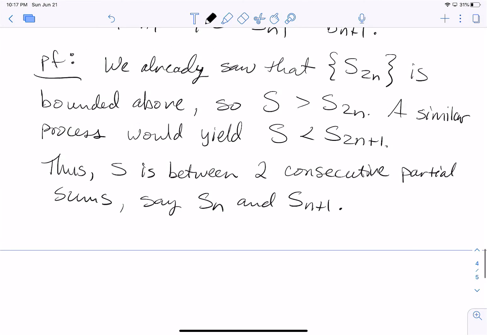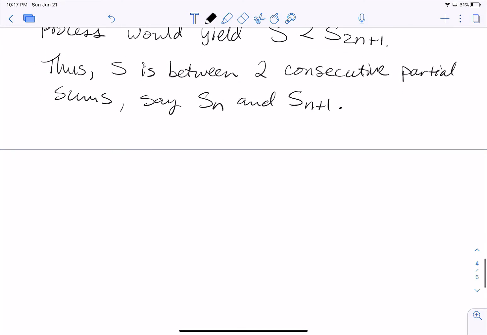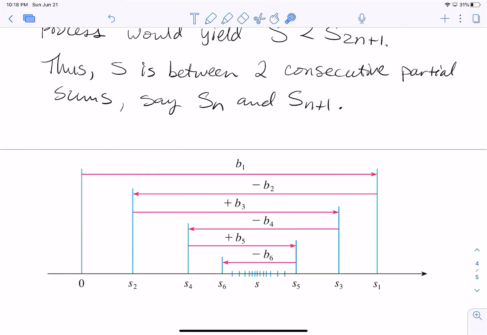At this point, I'm going to step away from the proof and bring back a picture we saw before. So we just wrote down that S is between two consecutive partial sums, and in this diagram here, you can see that S is between S1 and S2. It's also between S2 and S3. It's also between S3 and S4. Suppose we pick two of these. Call one of them S sub n and one of them S sub n plus 1. I guess it didn't matter in what order I did that.